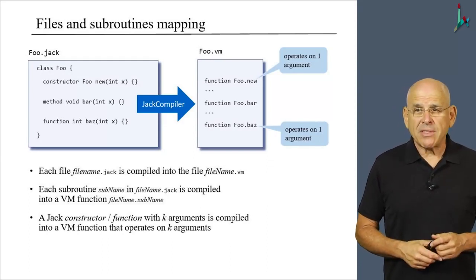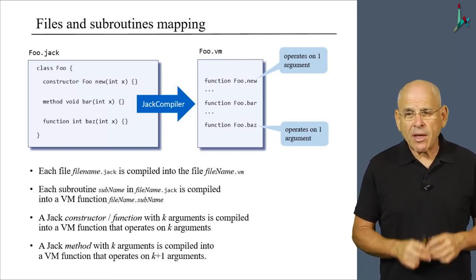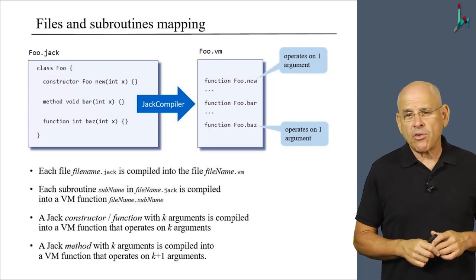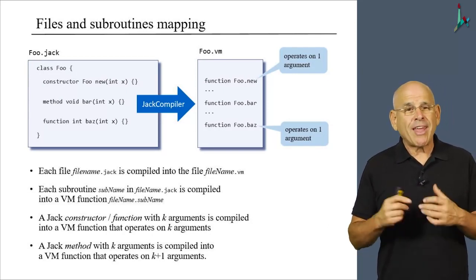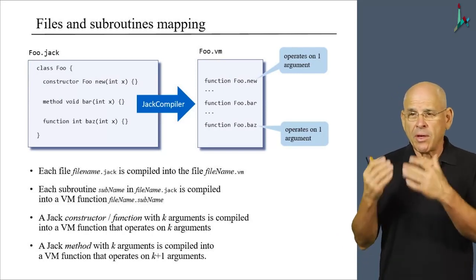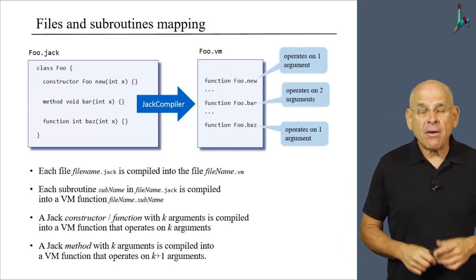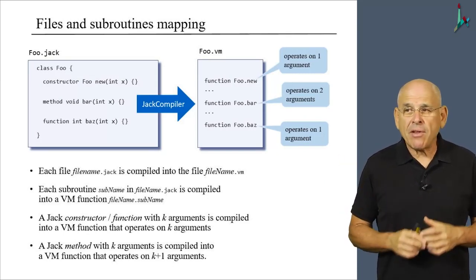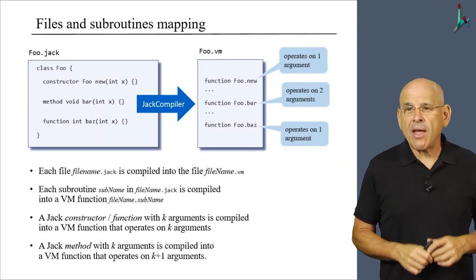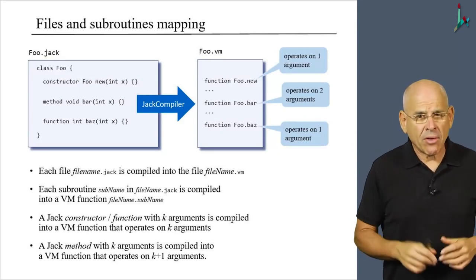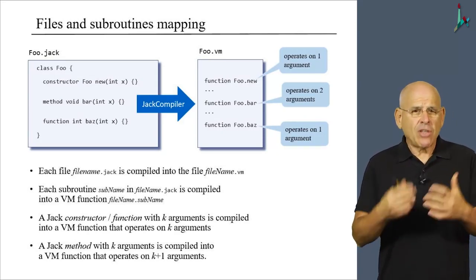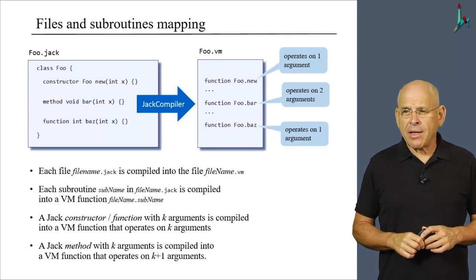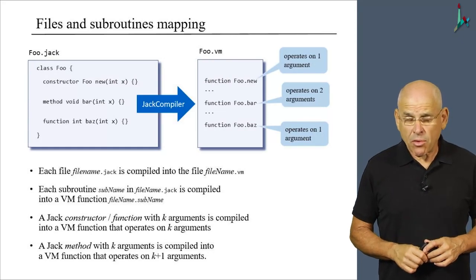What about methods? Well, with methods, it's a little bit more tricky. A Jack method that has k arguments is going to be compiled into a VM function that operates on k+1 arguments. So in this example, the bar method has only one argument, x, at the Jack level, and yet at the VM level, it is going to have two arguments. And we'll elaborate on this further. And actually, we also talked about it when we talked about object manipulation early on in this module.